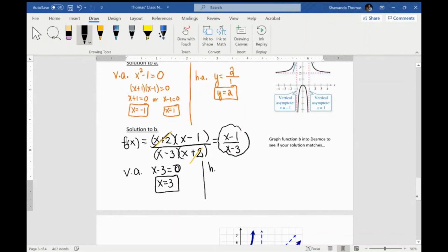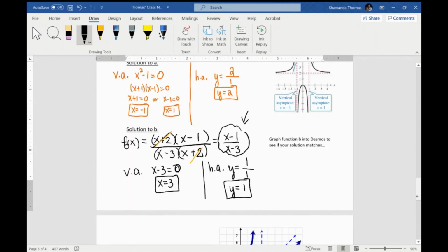Horizontal. I don't think it matters if you look at the original or at this one. If you compare the degrees, what can you tell me about the degree of the numerator and the degree of the denominator? They're the same. Therefore, we have y equals the leading coefficient of the numerator, which is 1, over the leading coefficient of the denominator, which is 1. Therefore, our horizontal asymptote is y equals 1.